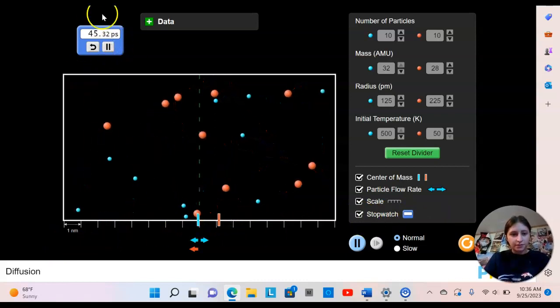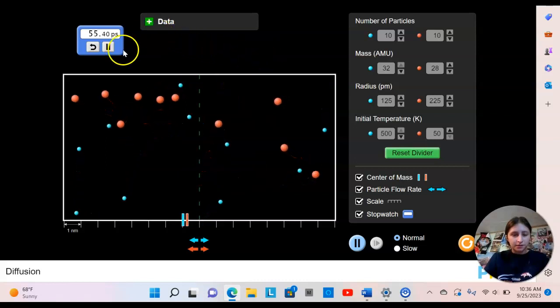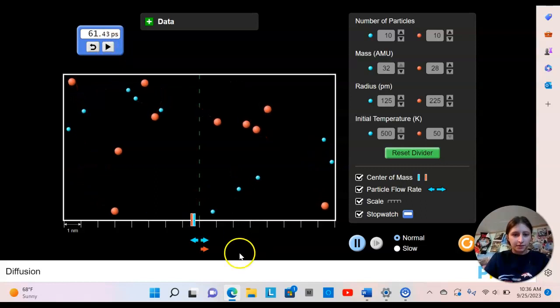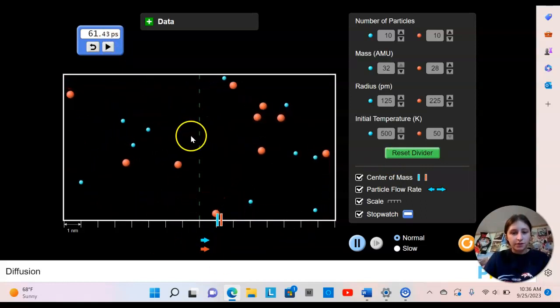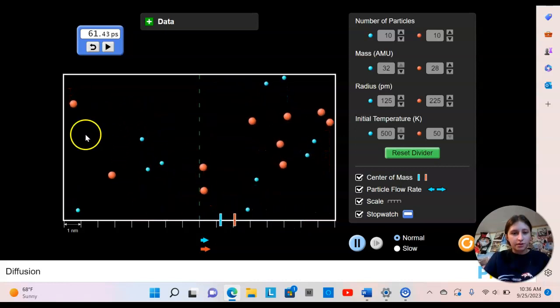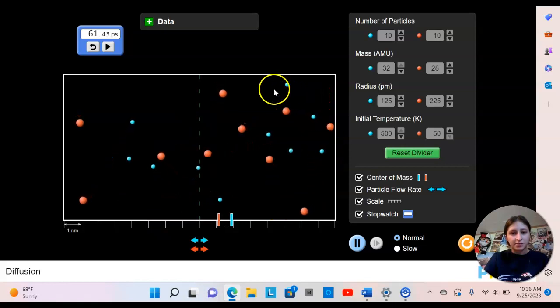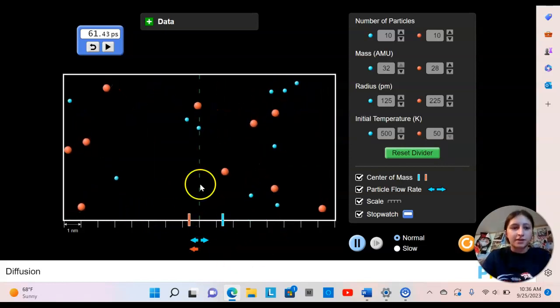So after I get to 1 minute, I'm going to pause it, and we'll see that now it's still moving around, but we saw that at a minute, when the red particles get on this side where the temperature is hotter, they're able to move faster, whereas on this side, everything's moving slower, and you would record that down in your notes.